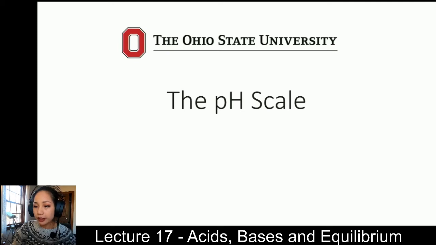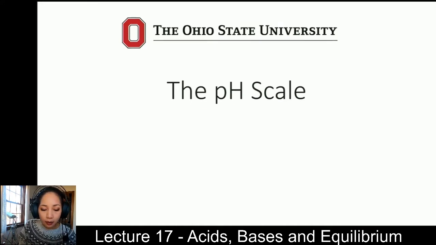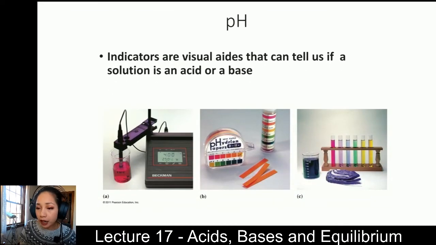All right, chemists, so let's continue on our discussion of acids and bases, and now let's talk about the pH scale. So you might have heard about the pH scale, you might have heard like pH neutral, water is neutral. So pH is a way for us to quantify the amount of acid in a solution, in a substance. And so there's lots of ways we can measure pH.